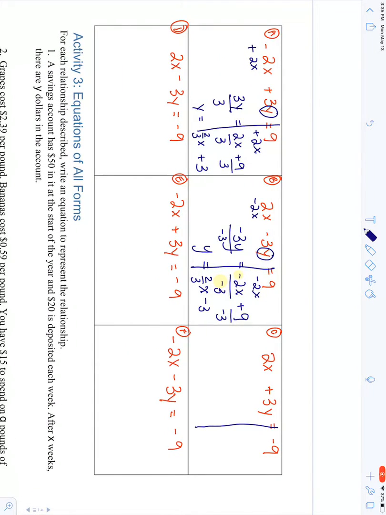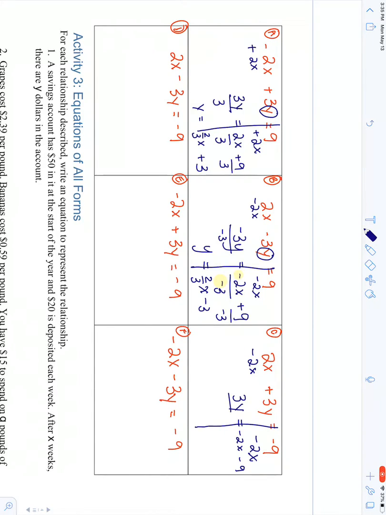On to the next one. We're going to subtract 2x from both sides because it is a positive 2x. I'm left with 3y is equal to negative 2x minus 9. See how this one's a little bit different? We have the 2 being negative and the 9 being negative off the bat.